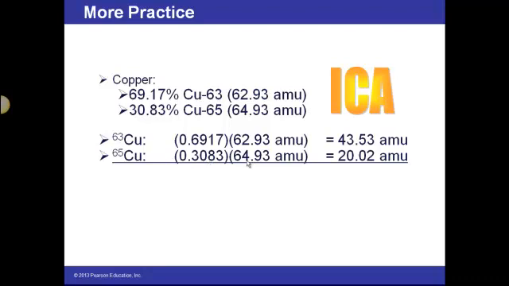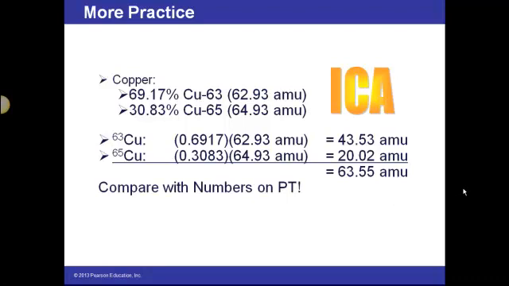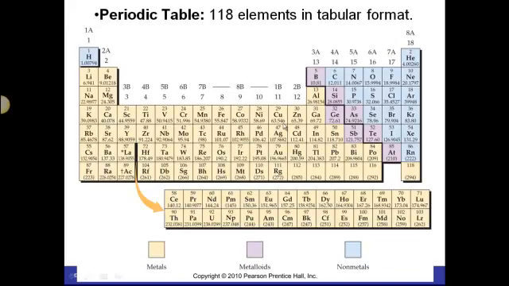30.83% of the copper is in this form. The atomic mass unit is here. And so the weight that's attributable from this isotope is 20.02 atomic mass units. We have to then add these together to get the atomic mass of copper, which is 63.55 atomic mass units. So we can compare this with the number on the periodic table, which is 63.55. We can confirm that here. Copper here, 63.546, very close to 63.55 if we've rounded up.